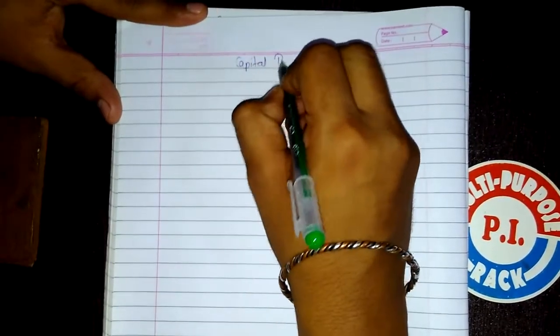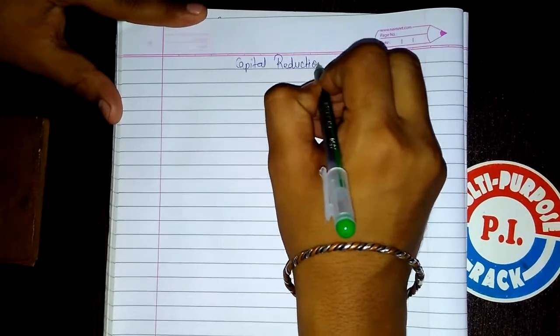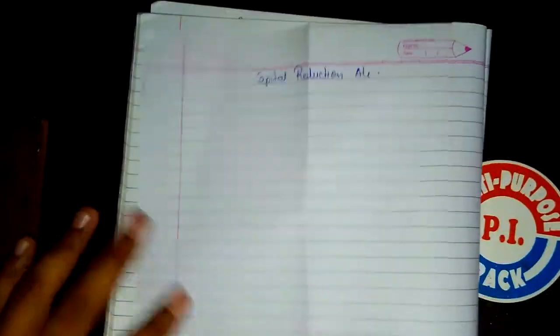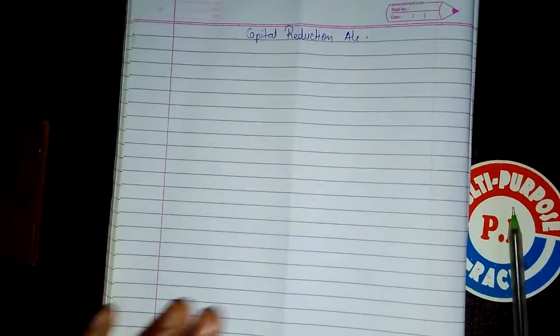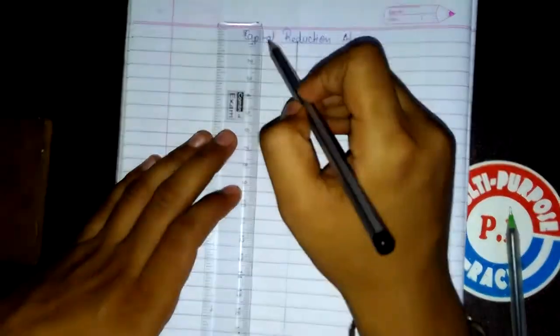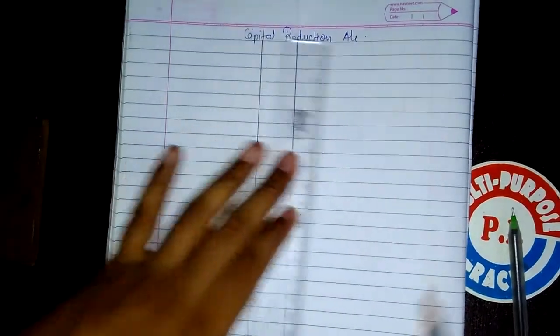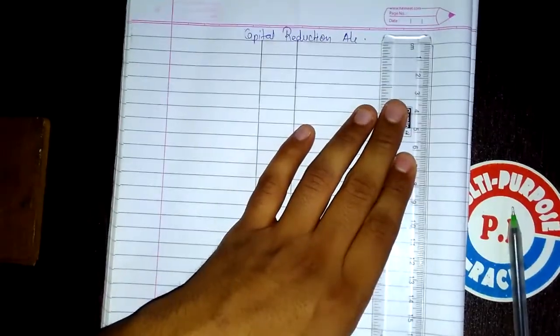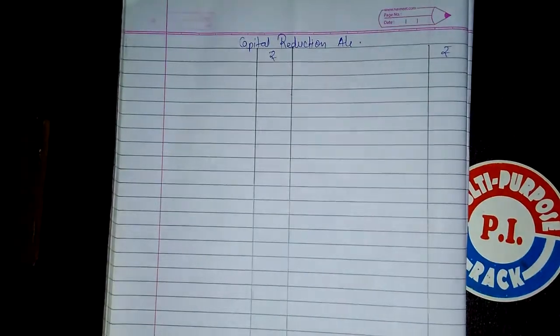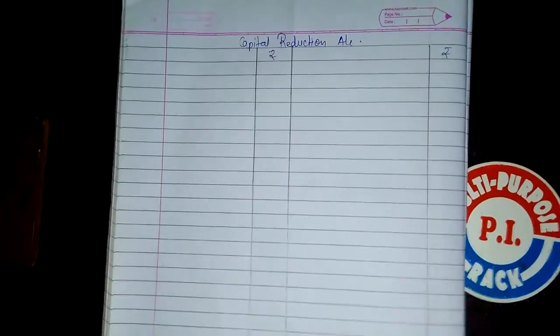Okay, so we'll write first: capital reduction account. Fold the page. It will take an entire page, so I advise you all to take a fresh page. This will work very well for you because it will be very reliable. Please draw this, don't skip the video, and at the end just copy it because there are explanations in between.